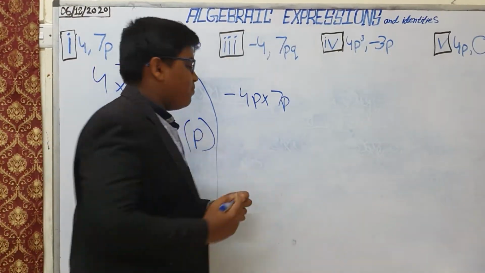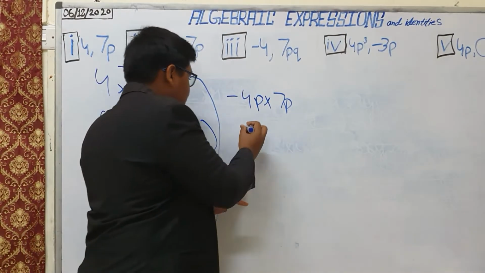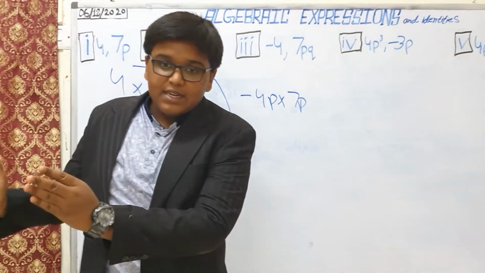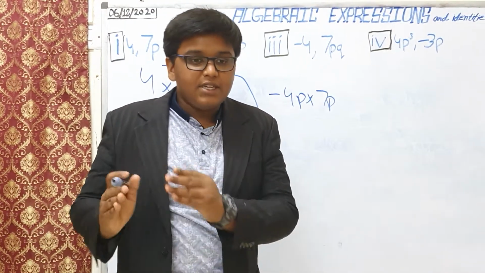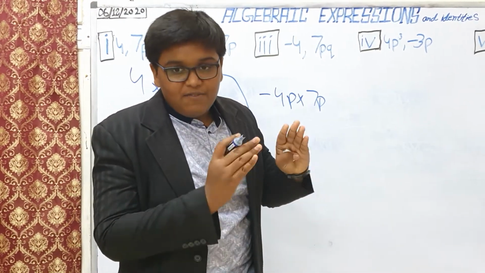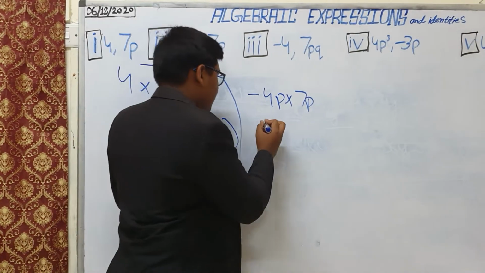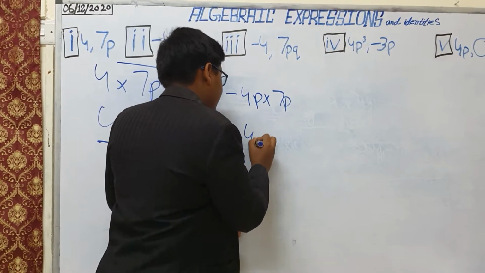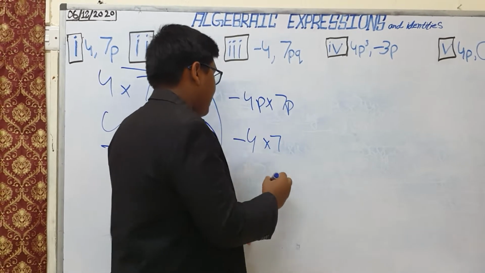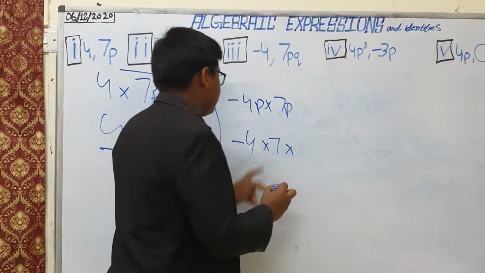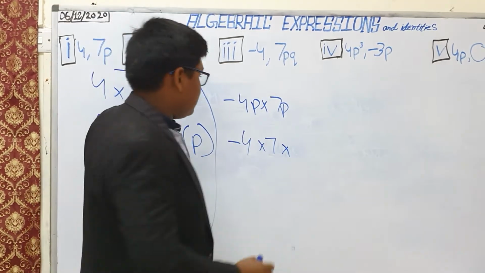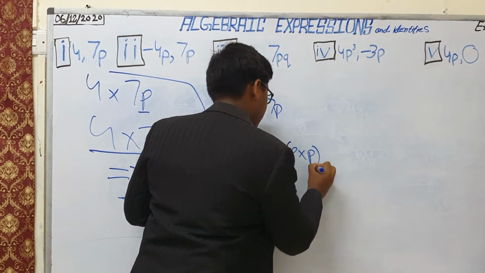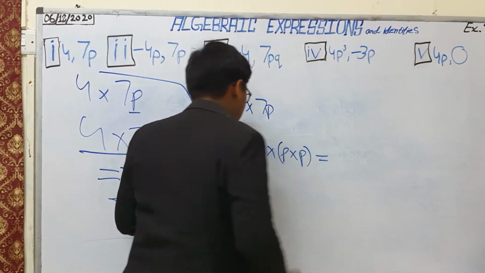Now minus 4 into 7, what are we going to do? We are going to separate the constants in one term and separate the variables in one term. So we have minus 4 and 7 as constants. So minus 4 into 7, and we are going to write into. Then we are going to take the variables in brackets: p into p. Now, which is the answer we are going to write.